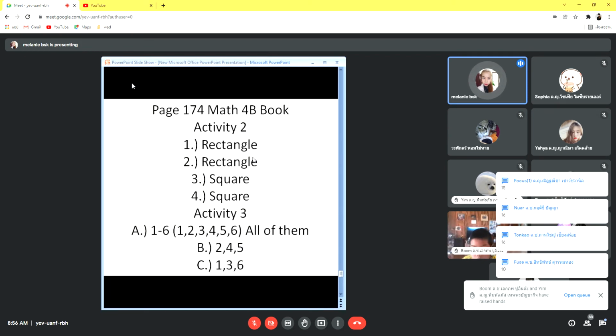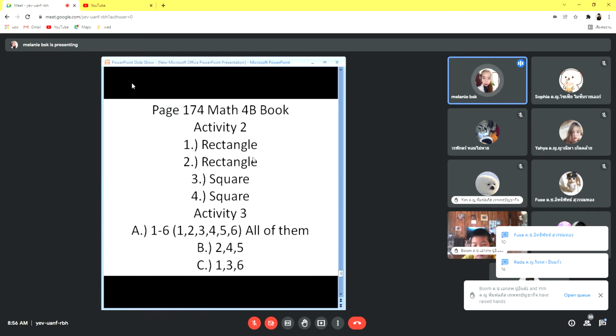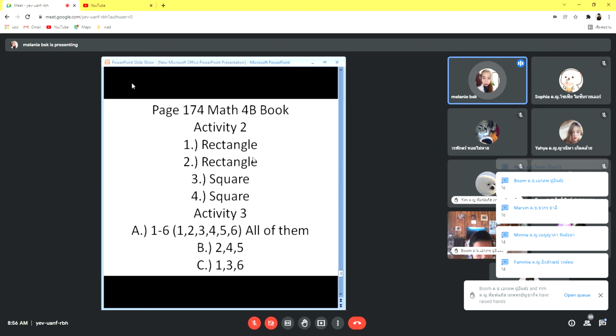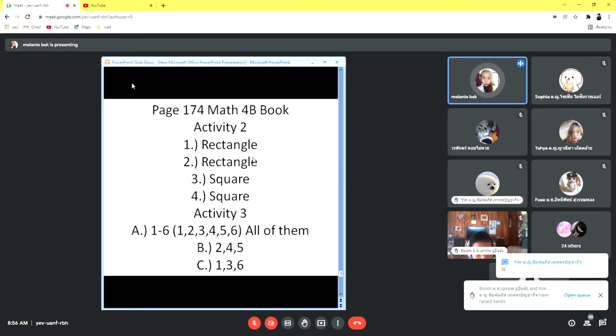Focus 1 got 15. Nia got 16. Tonkao 16. Fuse 10. Rada 16. Boom 16. Marvin 16. Mini 14. Femi 14. Yim 16. Marvin, could you please take a photo of your activity? Kauhom 16, okay.